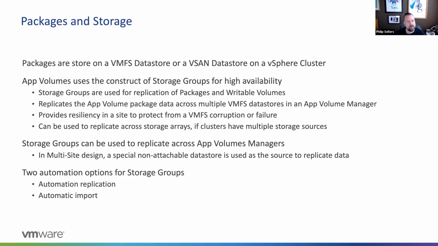So there's two automation options for storage groups. There's automatic replication, and then there's automatic import. So automatic replication is going to make the data move between sites or between App Volume instances. Automatic import is going to make it not only replicate, but also appear. And so every change, every package, everything across your App Volume environments will get replicated across and be available inside of App Volume Manager. So for some use cases like DR, you may not want to see those applications. You may only want to see the local applications. And so you have the choice, replicate only or import and replicate, or replicate and import, I guess is the correct order.